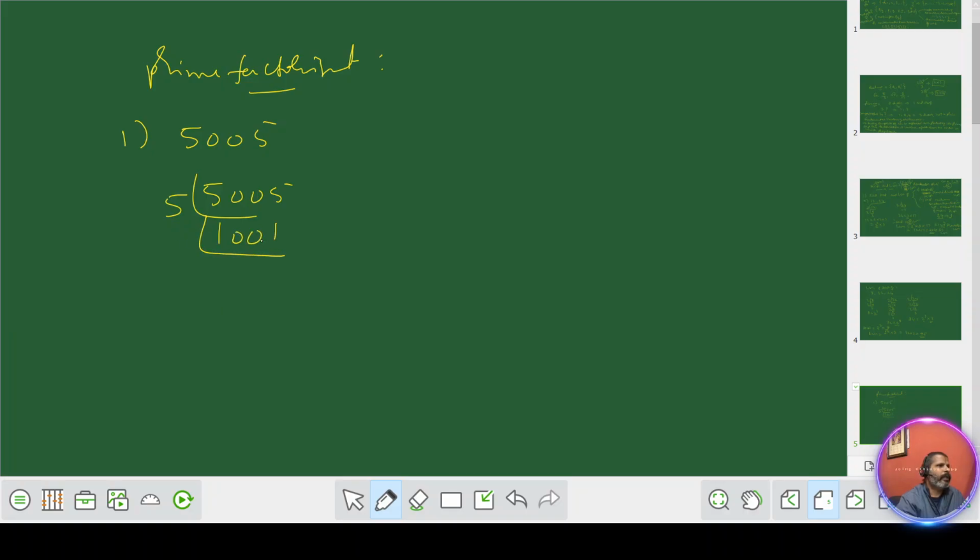Then this will not go in 2, not in 3, not in 5, not in 6, let us try 7. Seven and 1 is 7, and the 3 remaining is 30, seven fours are 28, seven threes are 21. Therefore, the prime factorization is 5 into 7 into 143. Just finding the prime factorization is very easy. Make sure you know the tables properly. Let's find one more prime factorization problem.